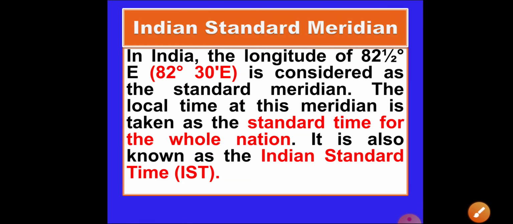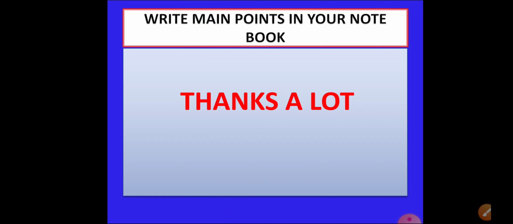Here you can see that in India the longitude of 82 degree half minute in east, because it is in the eastern hemisphere, is considered as the standard meridian. The local time at this meridian is taken as standard time for the whole nation. It is also called IST, Indian Standard Time. I hope that you understood this chapter.